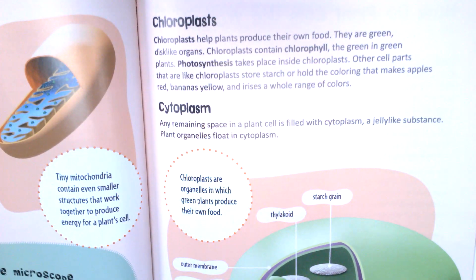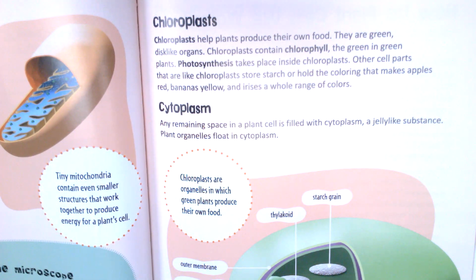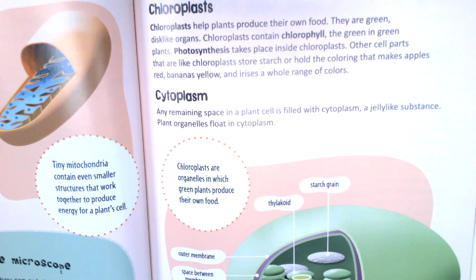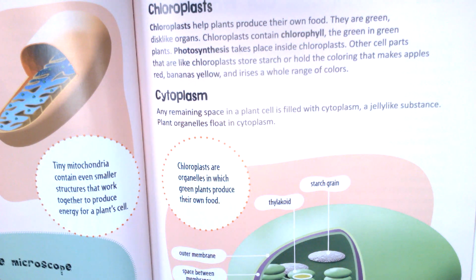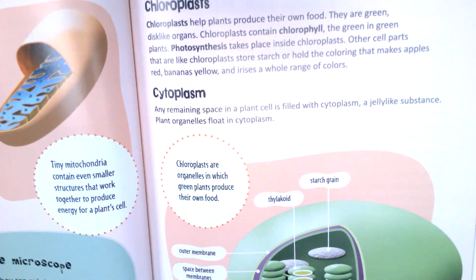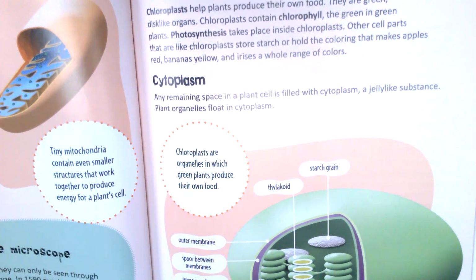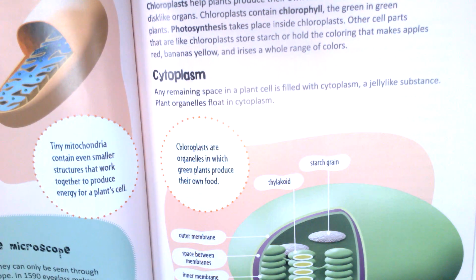Chloroplasts. Chloroplasts help plants produce their own food. They are green, disc-like organs. Chloroplasts contain chlorophyll, the green in green plants. Photosynthesis takes place inside chloroplasts. Other cell parts that are like chloroplasts store starch or hold the coloring that makes apples red, bananas yellow, and irises a whole range of colors.